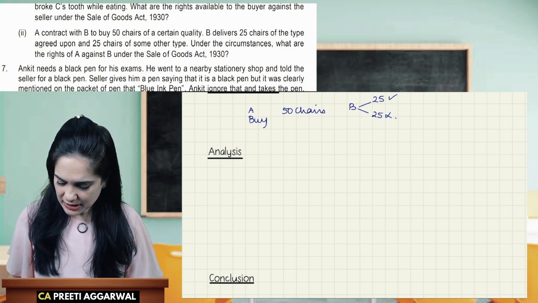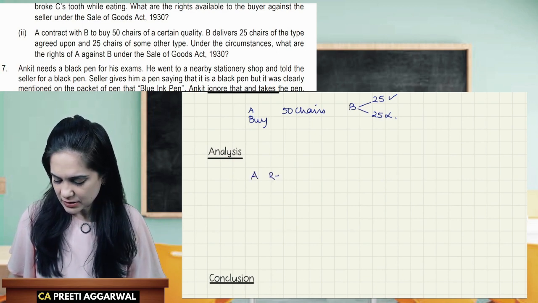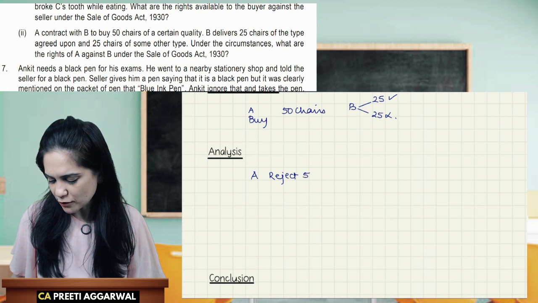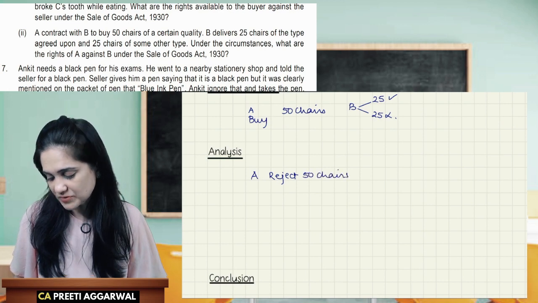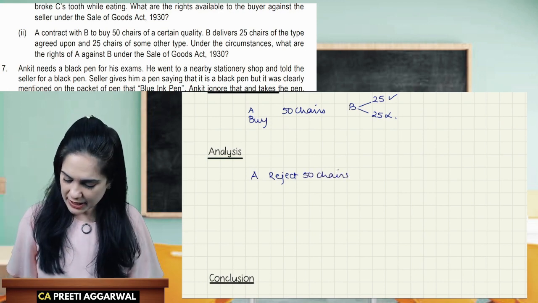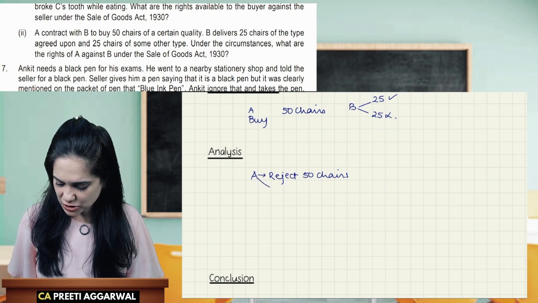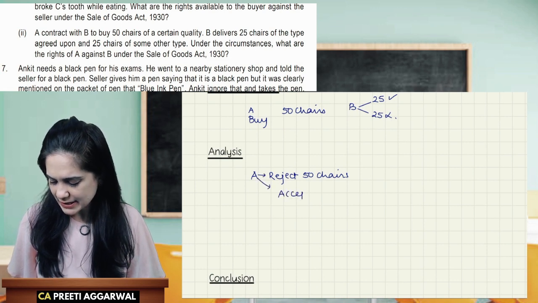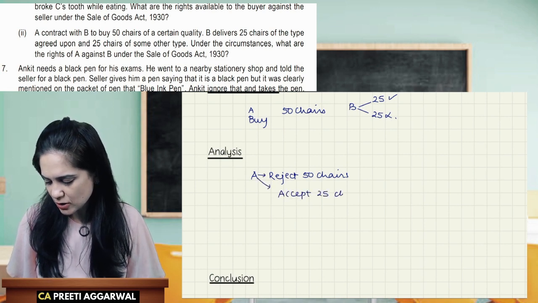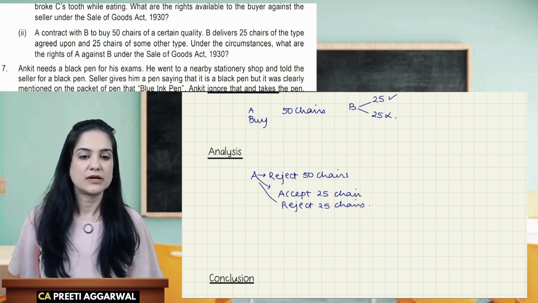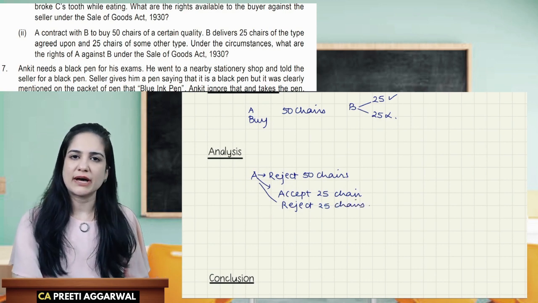So in this case, A can either reject the entire quantity of 50 chairs. Now you will mention something related to the question. He can either reject the 50 chairs or he can accept 25 chairs which he had contracted for and reject the remaining 25 chairs. So this is possible because it is not as per the description.